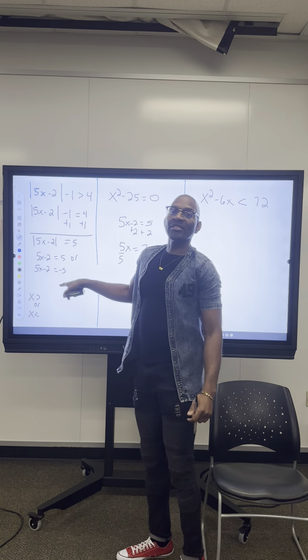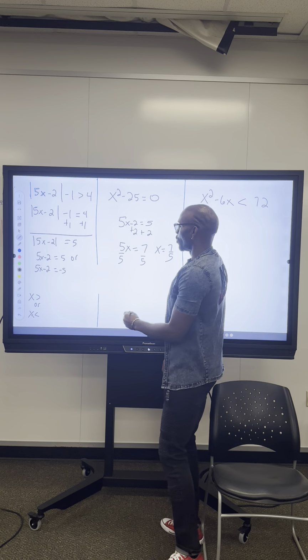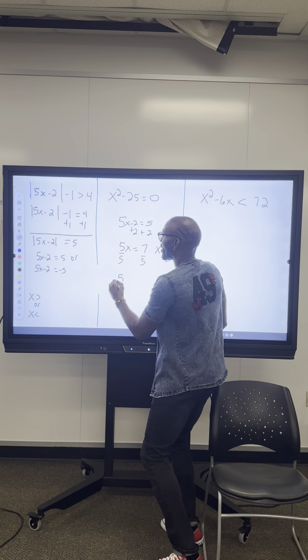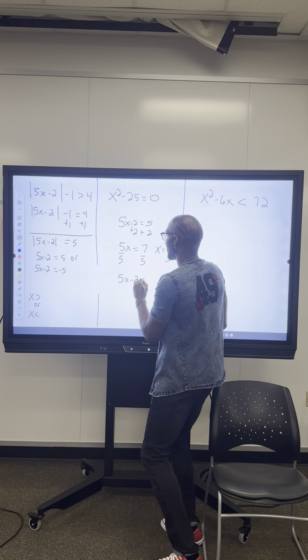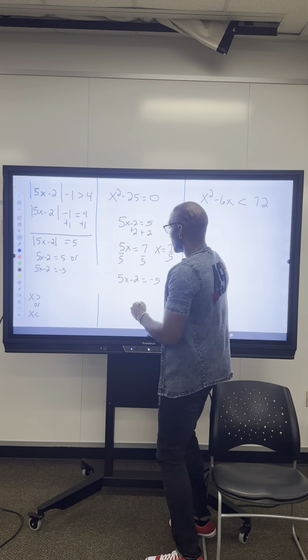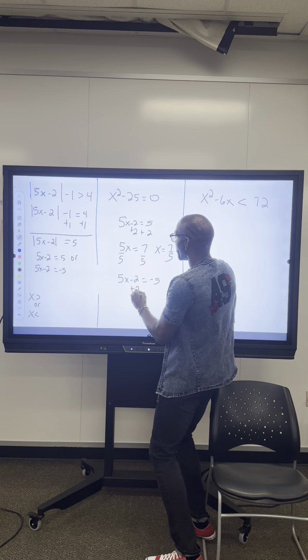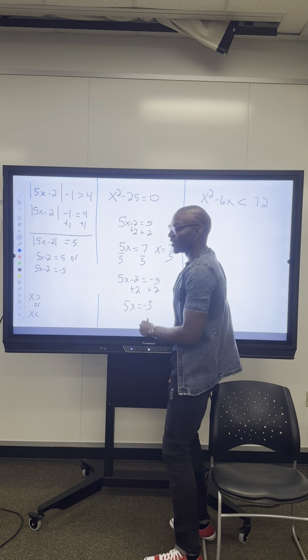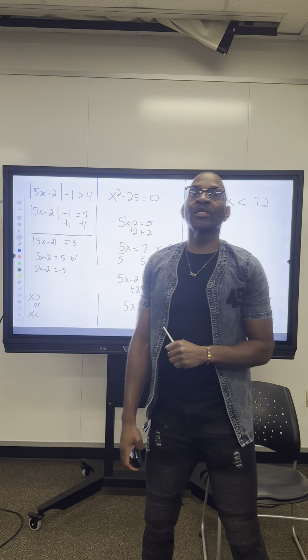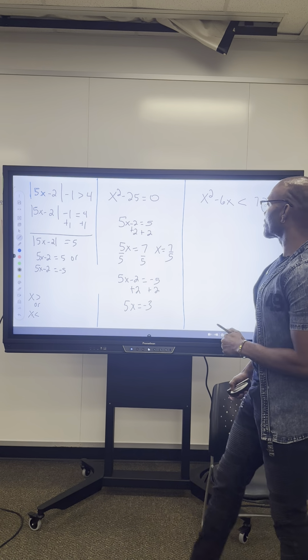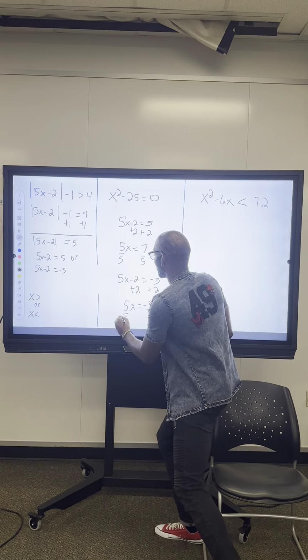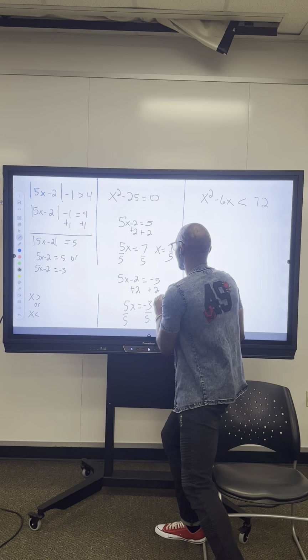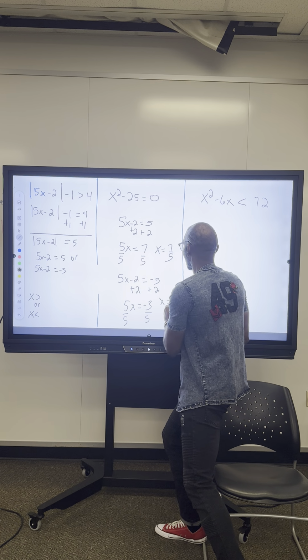Now we just need to get this other x value, and then we'll be done. So now we have 5x minus 2 is equal to -5. Again, we add 2 to both sides. That gives us 5x is equal to -3. Now the last thing we need to do again is divide both sides by 5, and then we get another x value. x is equal to -3 over 5.